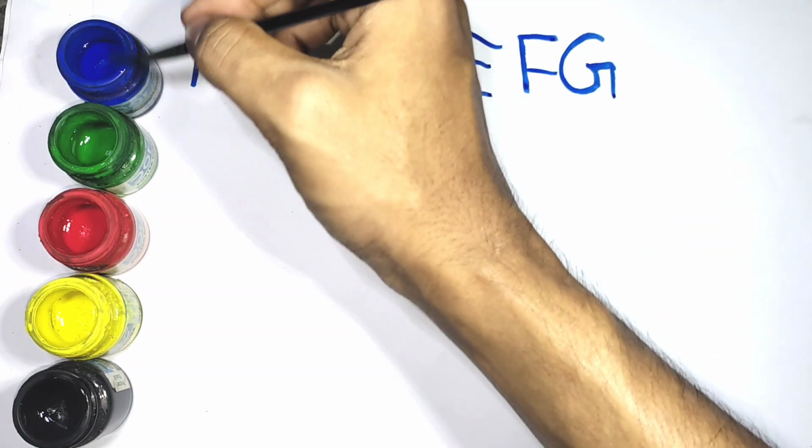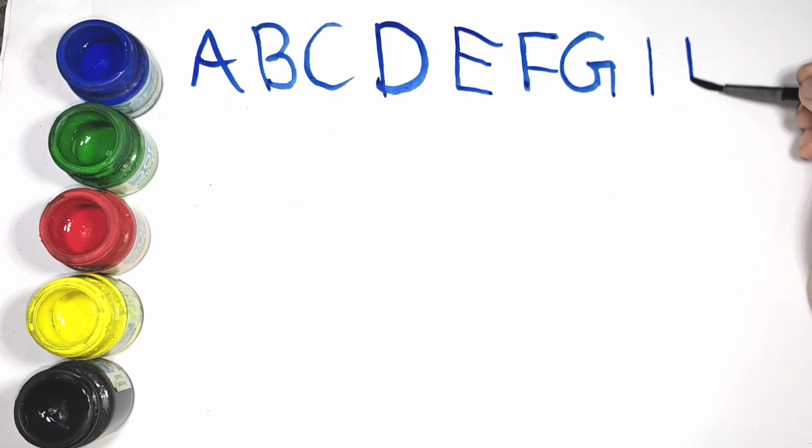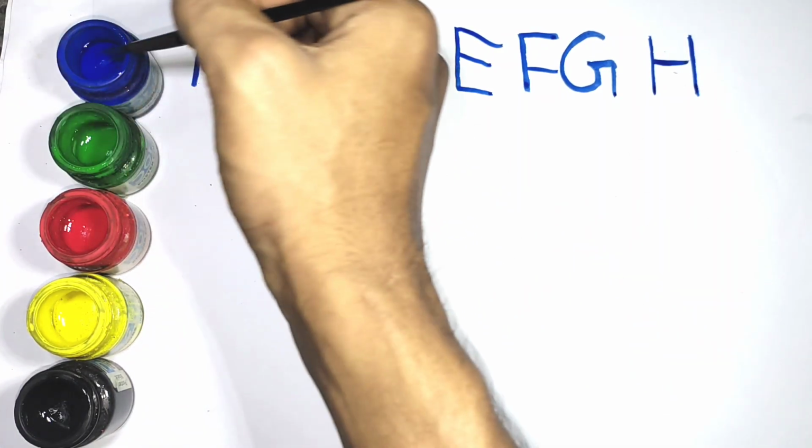The next one is G. G for gorilla. Kids, now we draw H. H for hand. The next one is I for ice cream.